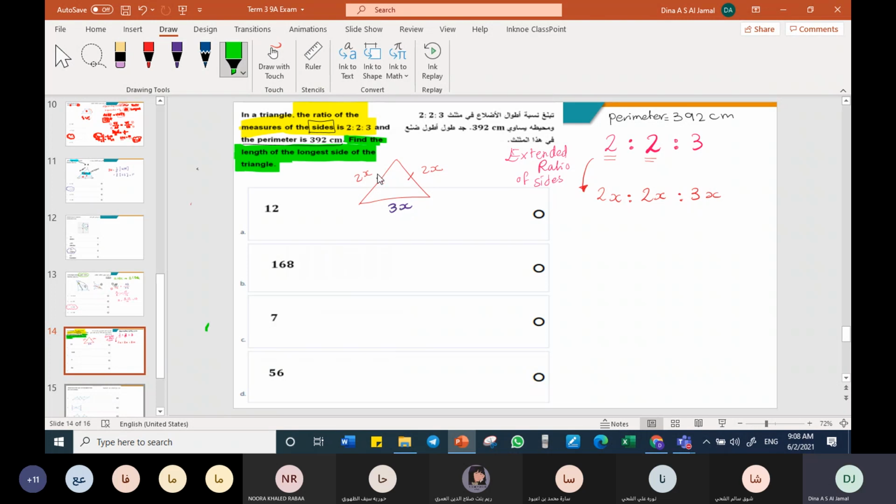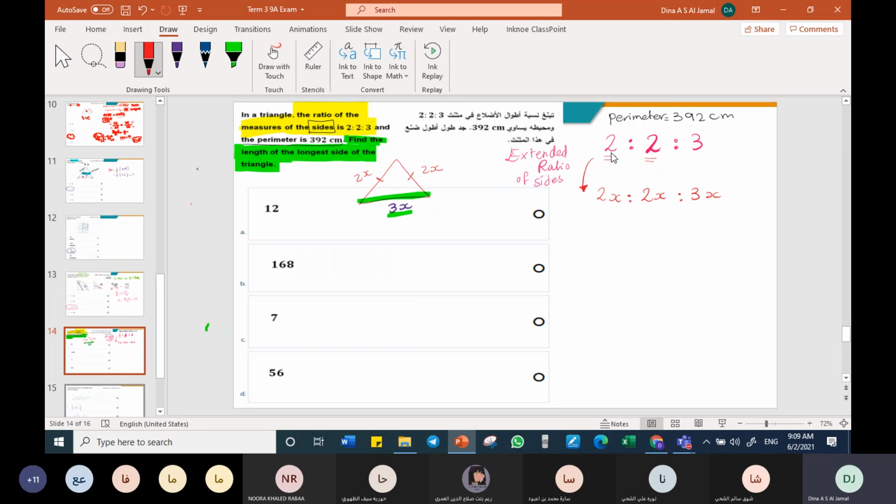That means, would he like you to measure this side? What will be the longest side? With which ratio? 2x or 2x or 3x? 3x. So always the longest side will be the one that has the larger ratio.